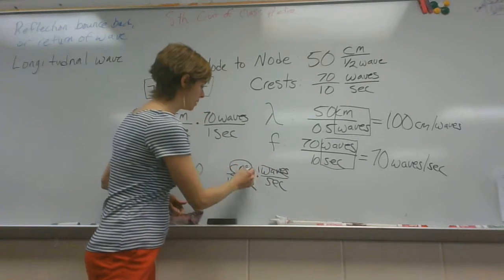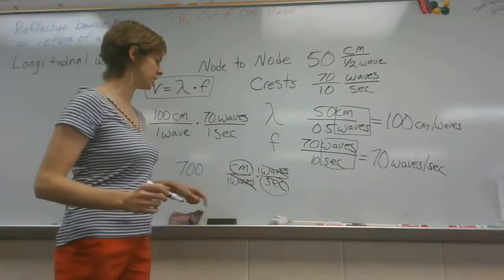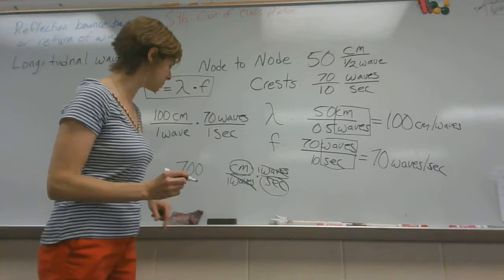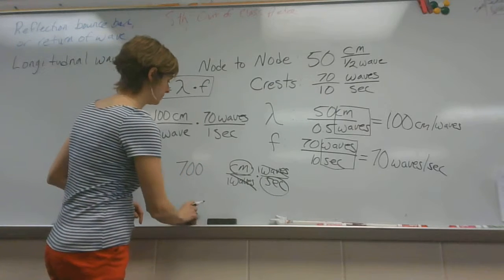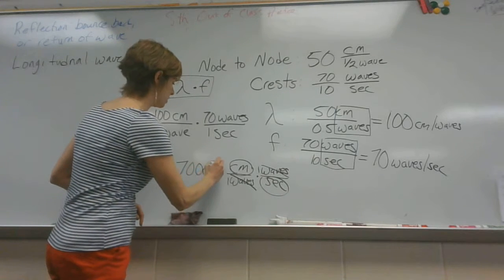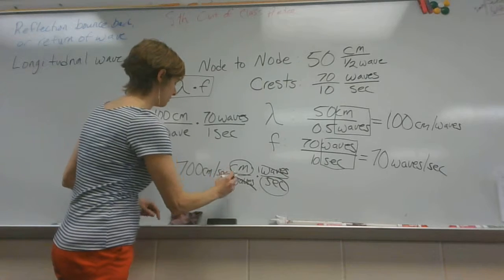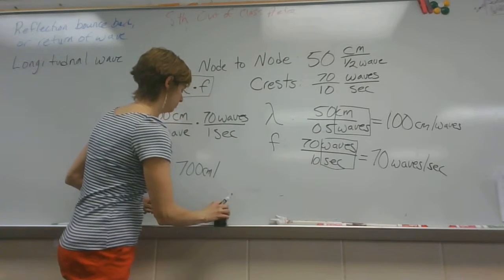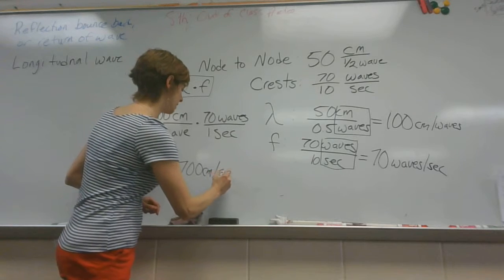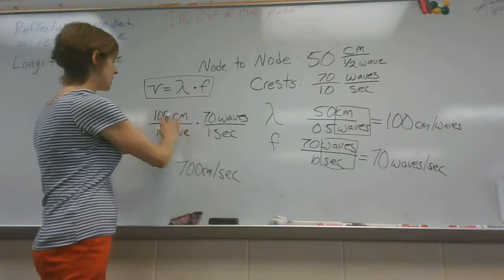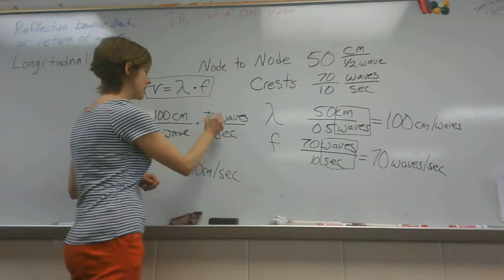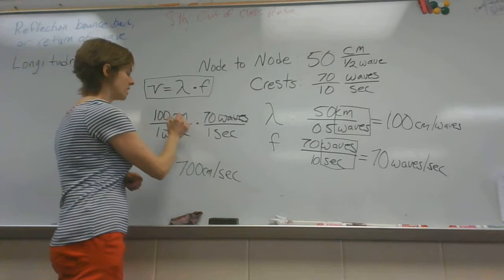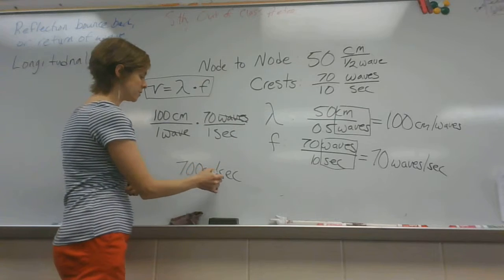And what you're left with is your units. Centimeters goes on top, seconds goes on the bottom. So you end up with centimeters per second. I'm going to erase this here. Centimeters per second. To see that up here, we have these waves here, cancels out and cancels out. And then we have 100 times 70 centimeters over seconds, centimeters per second.